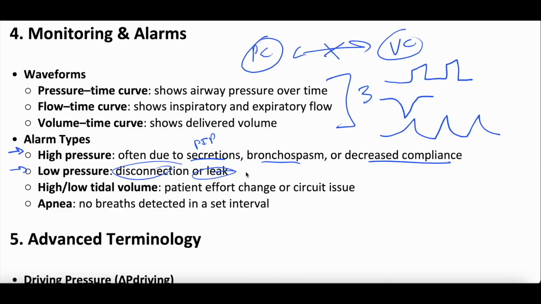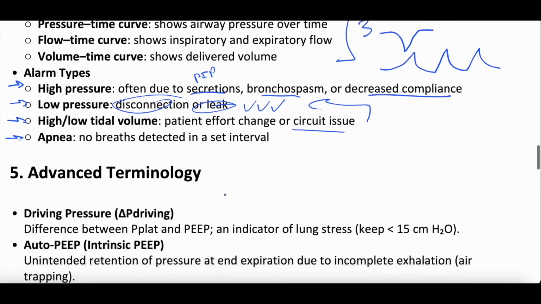Sometimes the cuff on the endotracheal tube is ruptured. Sometimes the endotracheal tube came off the connector to the ventilator. So with low pressure alarms, you should trace the circuit really well, from where it plugs into the ventilator all the way to where it enters the patient's trachea. High or low tidal volume alarms come on all the time. Sometimes it's a circuit issue if there was a leak. Sometimes it is a patient issue. And then apnea is essentially when the patient's not taking any breaths. You can get an apnea alarm.